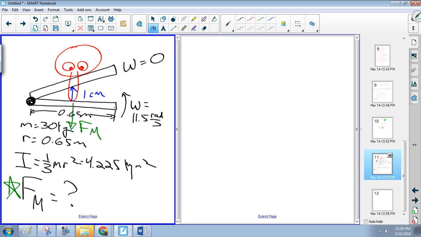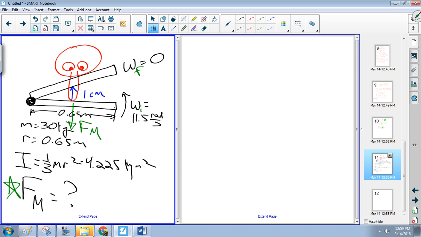Okay, so is everybody good up to here? All right, so if I want to do torque equals I alpha, I got to find my alpha, right? Does everybody agree with that? So here's what I know. I know my initial angular velocity is 1.5 and my final angular velocity is 0. What is the 1 centimeter, you guys? And you can't just say distance, because there are 3 different distances in this problem, right? So let's identify what the different distances are.